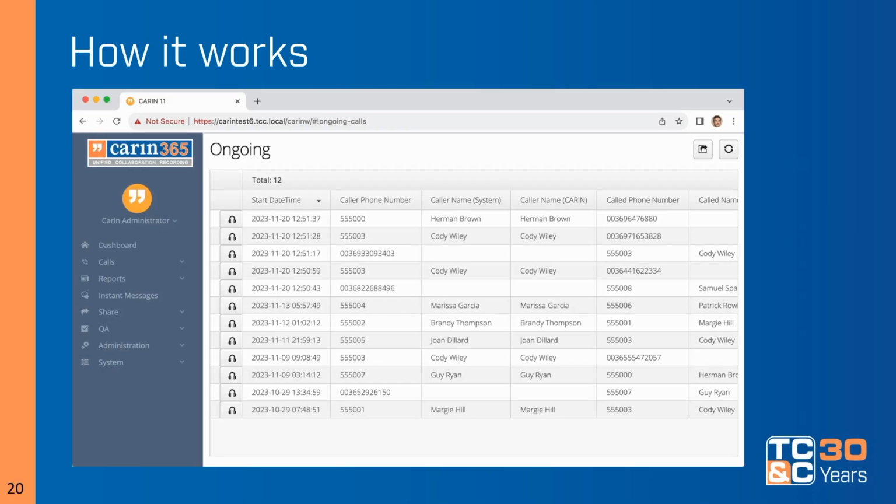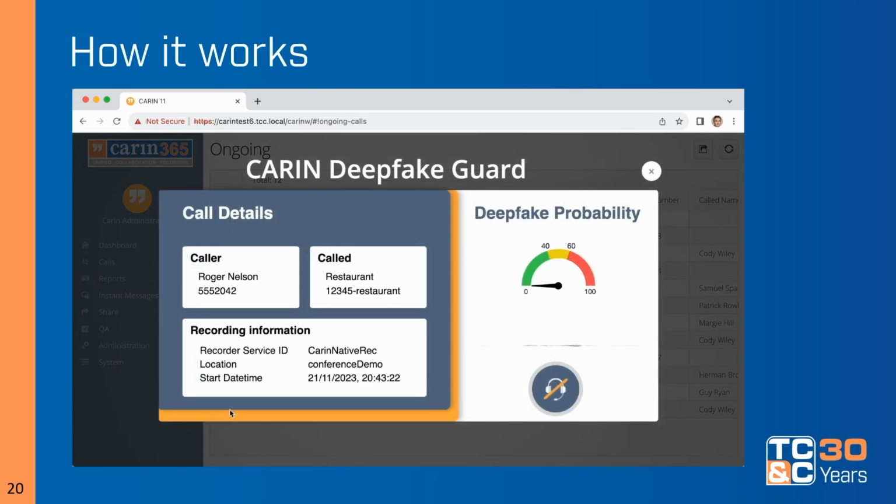Now let's see how all this works in action. So this is the CARIN ongoing call section. As you can see, there are a lot of calls going on, but we're just curious what one of them looks like, so let's click on it. This is the silent monitoring part of our solution. You can see the gauge on the right side and the detection result. So let's actually listen to what's being said.